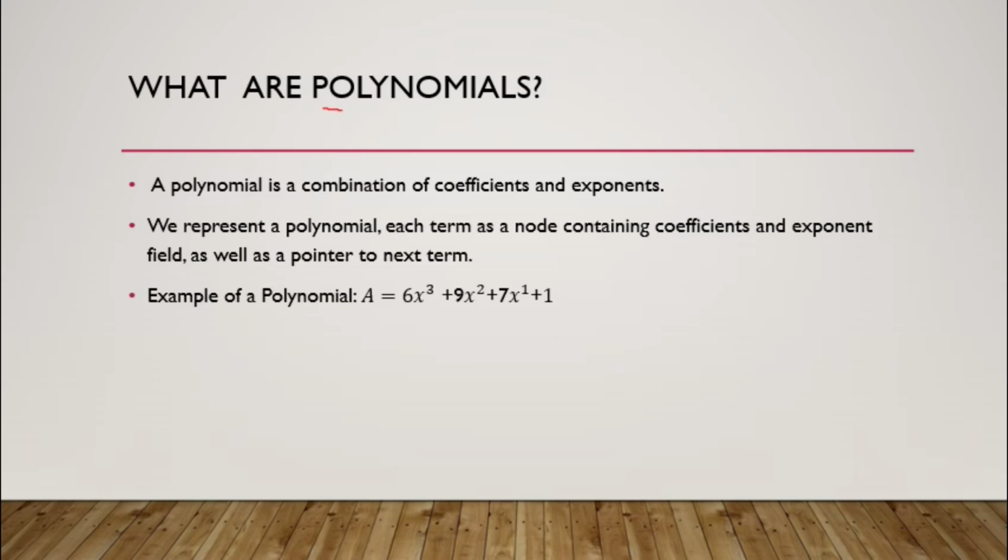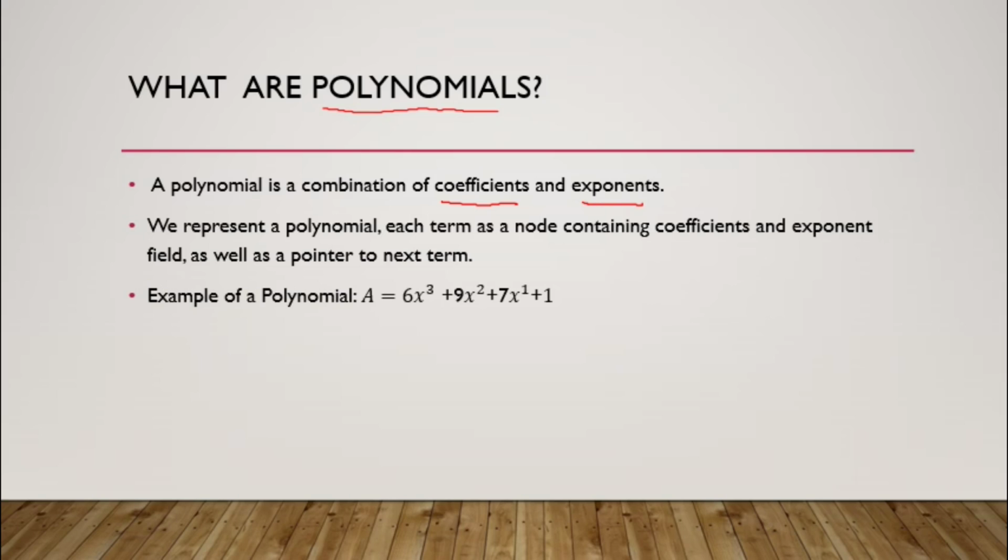What are polynomials, in general or mathematically? A polynomial is a combination of coefficients and exponents. These polynomials are nothing but equations. So the equation we call a polynomial, and that equation will have coefficients and exponents.